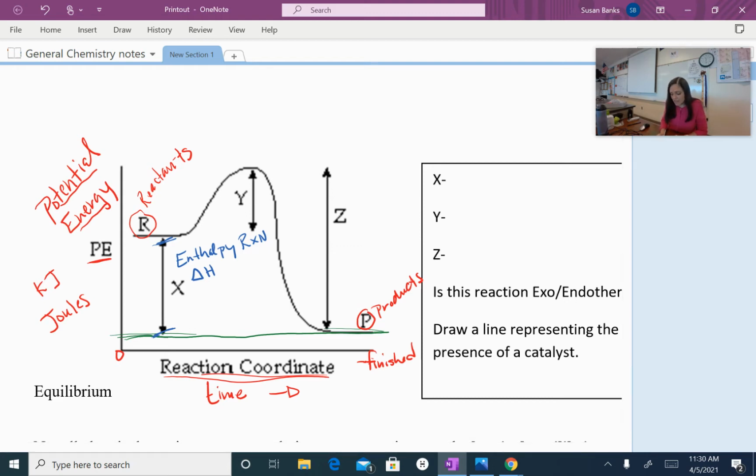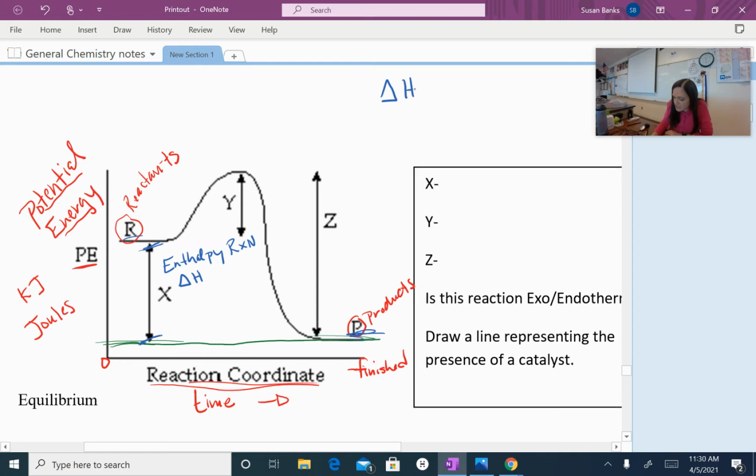Notice in this reaction, my products here have less energy than my reactants. That means my overall change is negative. I went down in energy. So if delta H is negative, that means I have an exothermic reaction.